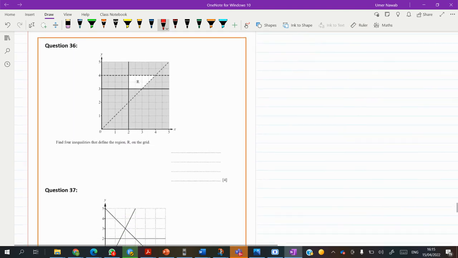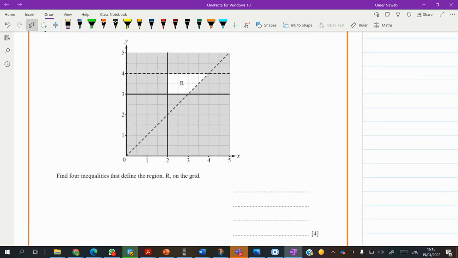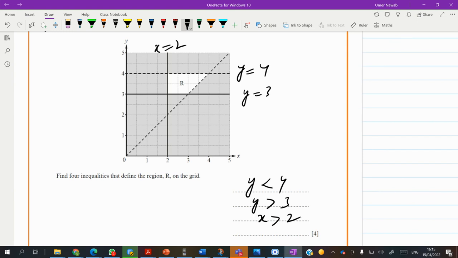Next, this is your y equals to 4 and this is y equals to 3. I need to write y is less than 4, y is greater than 3. This line is x is greater than 2, and the dotted line is passing through 0. C is equal to 0. Gradient is what? 1 over 1. M is equal to 1. So y is equal to 1x plus 0, that is y is equal to x.